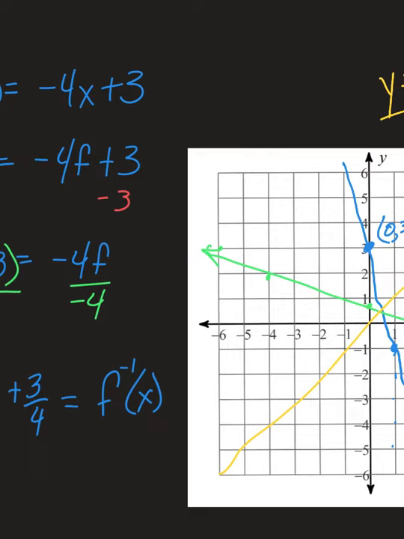Same thing here, I've got a point at 0, 3/4. There should be a point at 3/4, 0 on the green line. Correction, the blue line, which we see right there. So if they are truly inverses, they will be reflected across this diagonal y equals x line.